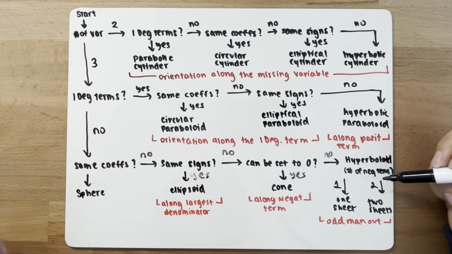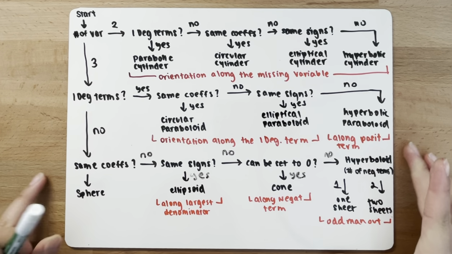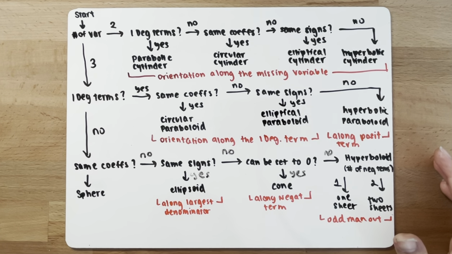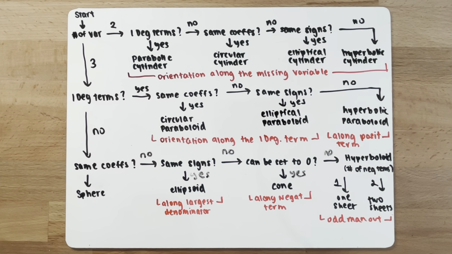But when you look at a hyperboloid, you need to look at the number of negative terms, because if there is one negative term, it's a hyperboloid of 1 sheet, and if there are 2 negative terms, it's a hyperboloid of 2 sheets. Now, with orientation for a sphere, we don't have orientation because it's equivalent on all sides, therefore there is no orientation. However, with an ellipsoid, the orientation will be along the largest denominator.